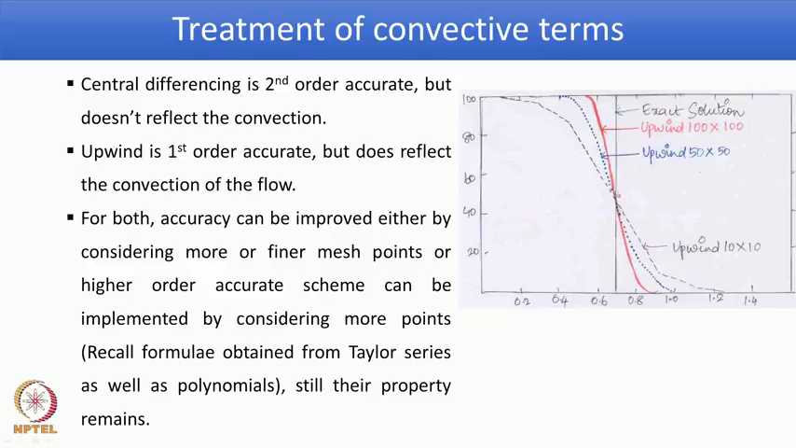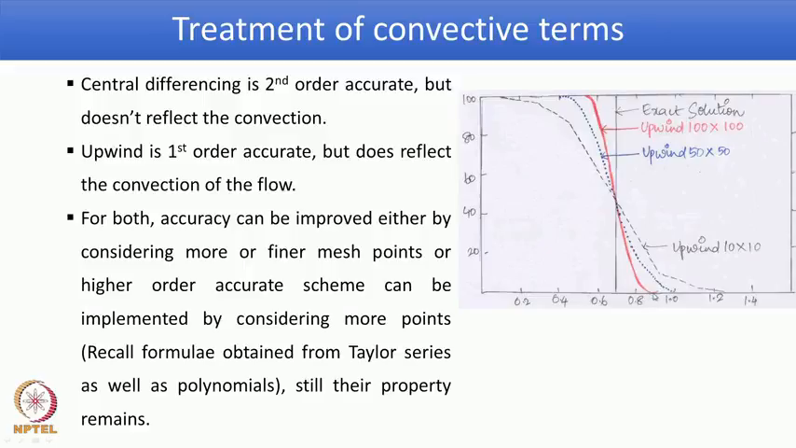So, I will just give an illustration for a particular problem, and what is shown here is the exact solution. If you use pure upwinding with a mesh size of 50 by 50, then you get a solution as shown by the blue color. If you have used a lesser mesh size for the same pure upwinding, 10 by 10 size, then the black line shown here is the result. If you have made the mesh much finer, say in this case 100 by 100, then you get a solution as shown by this color.